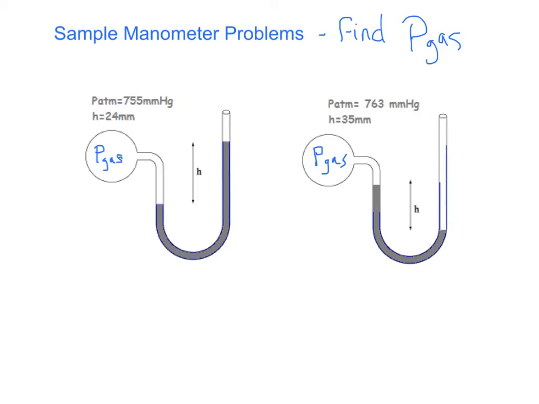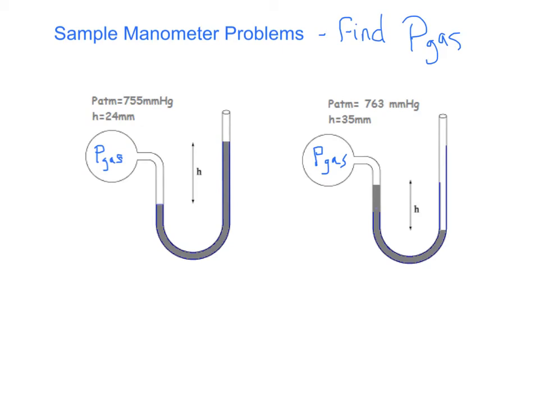So you're always taking that height and you're either going to add it to the atmospheric pressure, or you're going to subtract it. And that, to me, is the most difficult thing to decide. So here's what we want to decide. Which is going to be greater, the pressure of the gas here or the atmospheric pressure here?